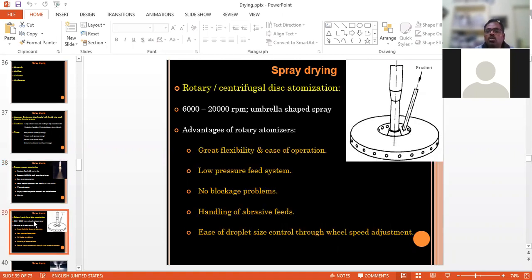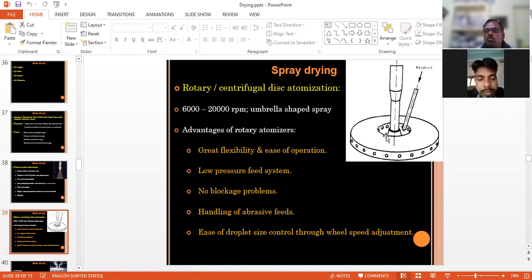Another one is the rotary or centrifugal disc atomization. So you can see here that this type of atomizer is situated in Barauni Dairy, even in Patna Dairy project. They rotate at 6,000 to 20,000 RPM. Umbrella shaped spray, you can see here umbrella shaped spray.